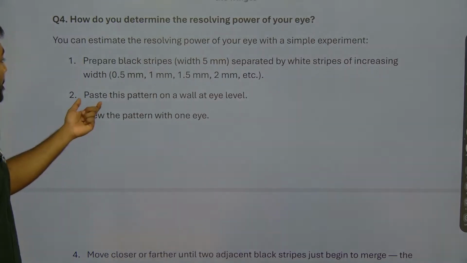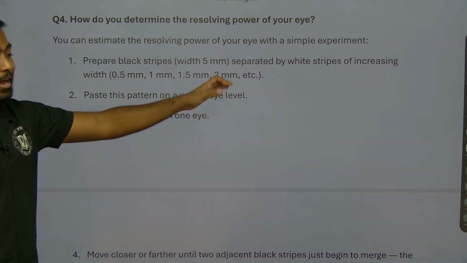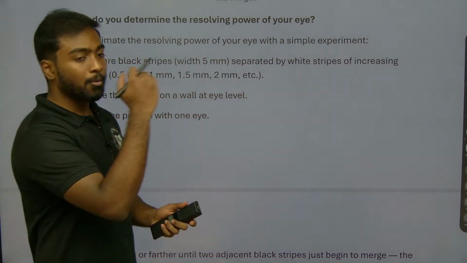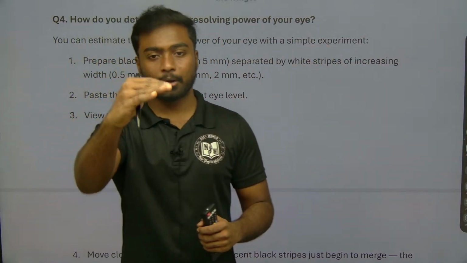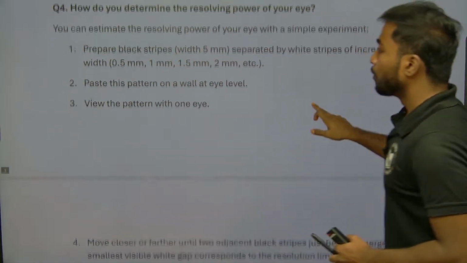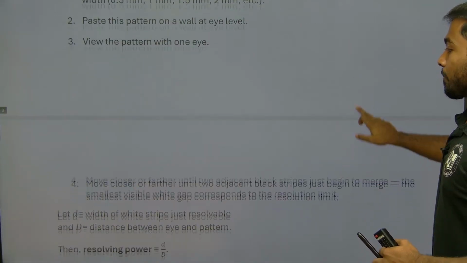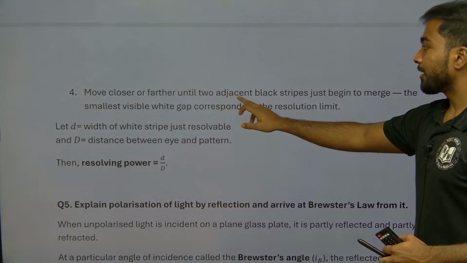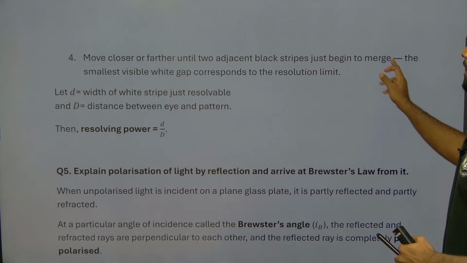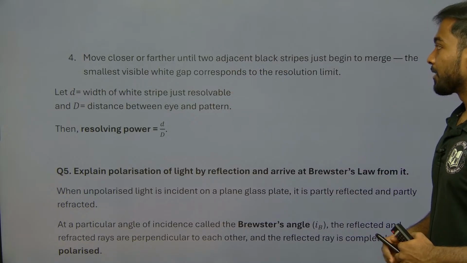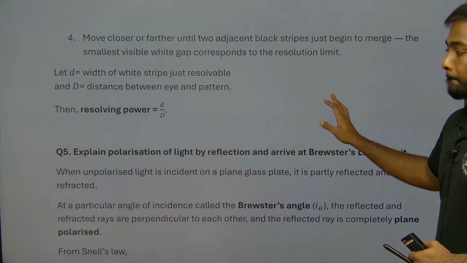Paste the pattern on the wall at eye level. Eye level in the sense, straight. View the pattern with one eye. Move closer or further until two adjacent black strips just begin to merge. The smallest visible white gap corresponds to the resolution limit.